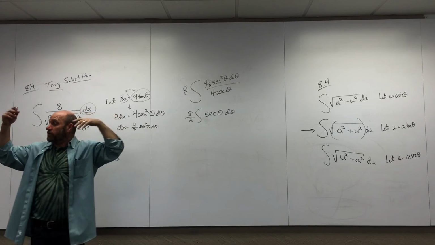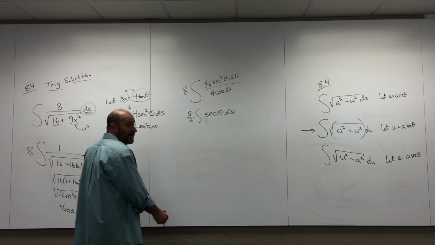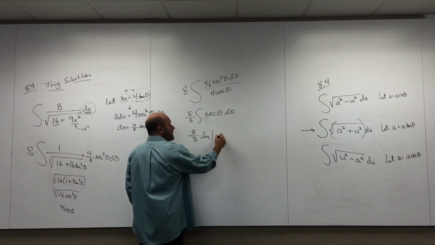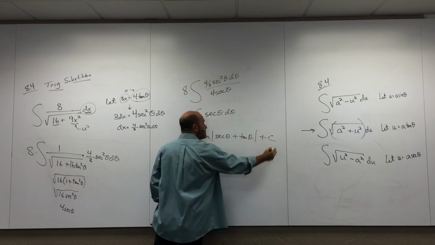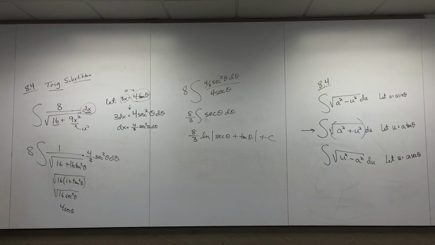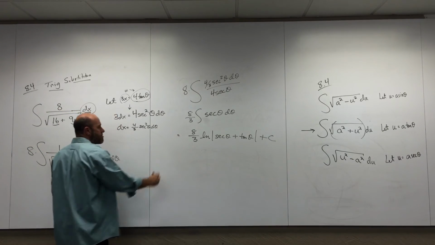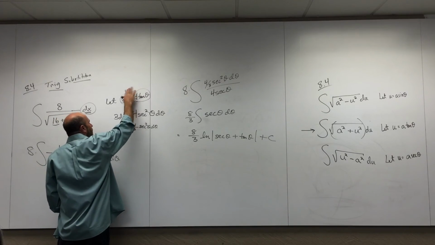Now, can we integrate a secant? Yes. Secant's kind of weird. It's the ln absolute value of secant theta plus tangent theta, right? Plus C. Woohoo, we're done. Well, no, wait a minute. We've got to change back. Wow. All right, so here we go.